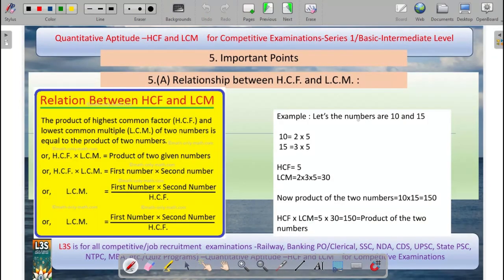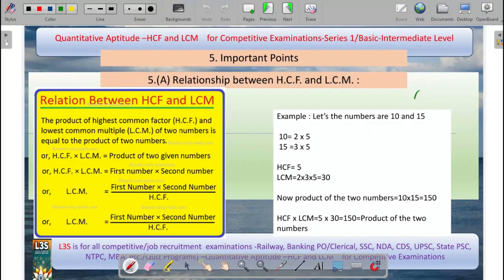Now we will discuss some important points. There is an important formula for the relation between HCF and LCM. And what is the relation? The product of the highest common factor (HCF) and LCM of two numbers is equal to the product of the two numbers. So what does it mean?